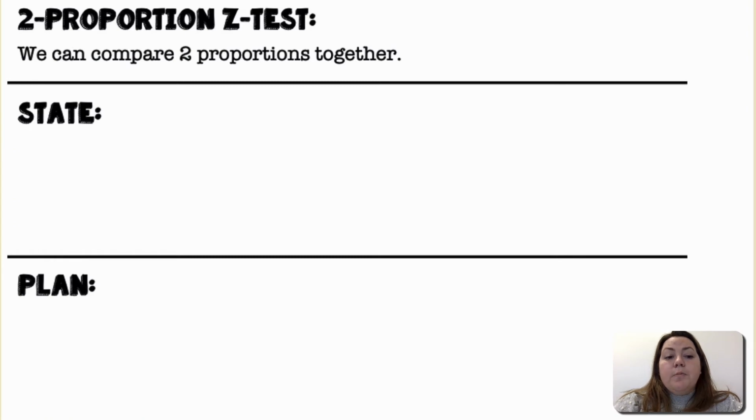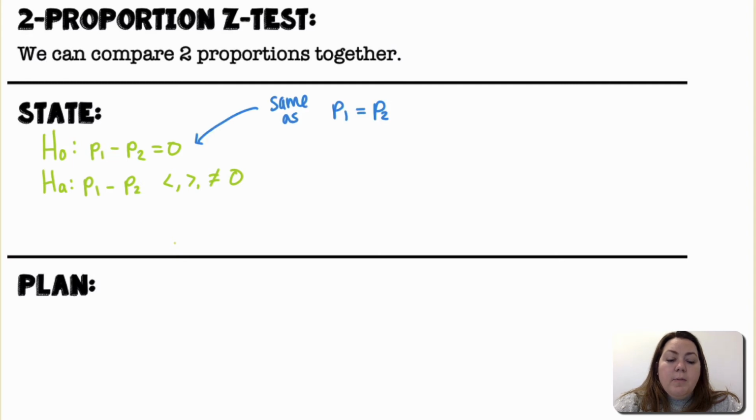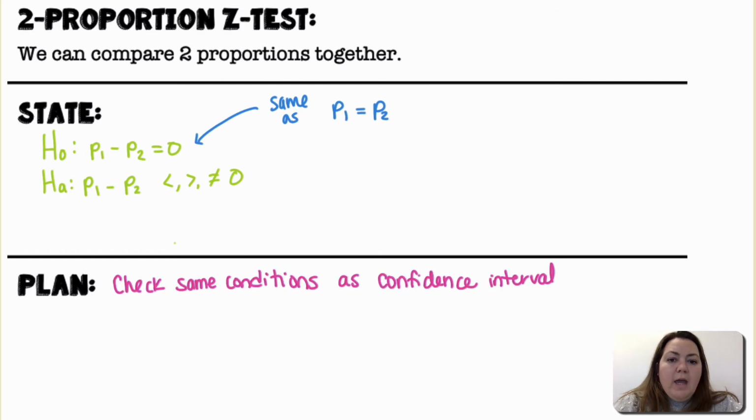If we were going to do a 2 proportion Z test, we are comparing 2 proportions together. In our state section, we would have to have our null and alternative hypothesis. So our null hypothesis would be P1 minus P2 equals 0. Alternative would be P1 minus P2 is either less than, greater than, or not equal to 0. Okay, P1 minus P2 equals 0 is the same thing as saying P1 equals P2, meaning there is no difference. The difference equals 0. They are equal. Whichever way suits you best, you can use.